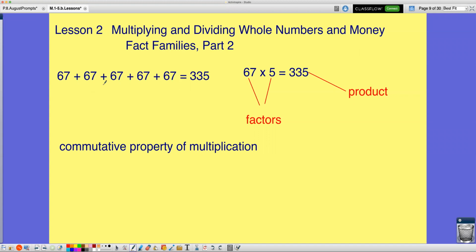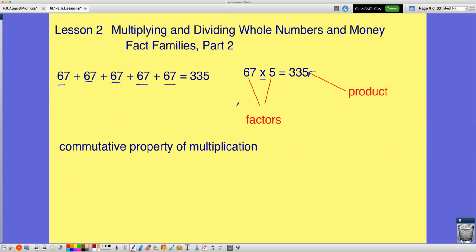So if you have, for example, 67 plus 67 plus 67 plus 67 plus 67 equaling 335, you know that you can take 67 times 5. So these are the two factors. 67 is the number, and then there's 5 of those. If you were to multiply that out, you end up with the product. The product is the answer to a multiplication problem.